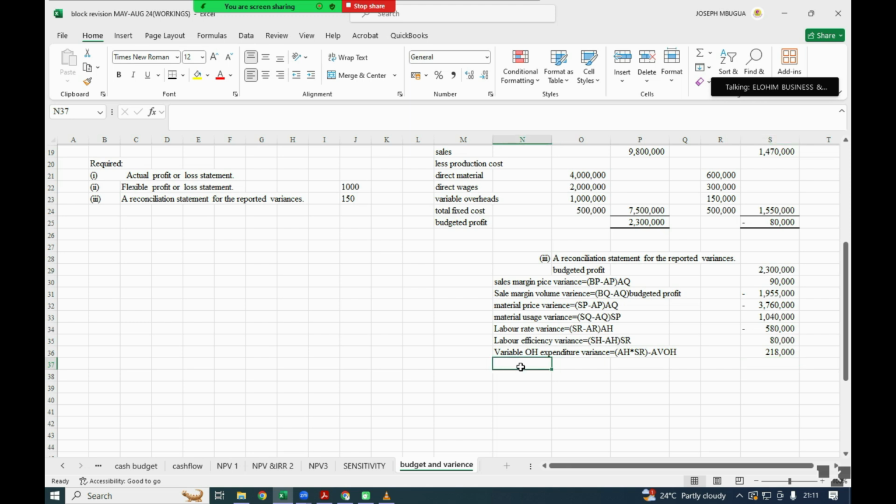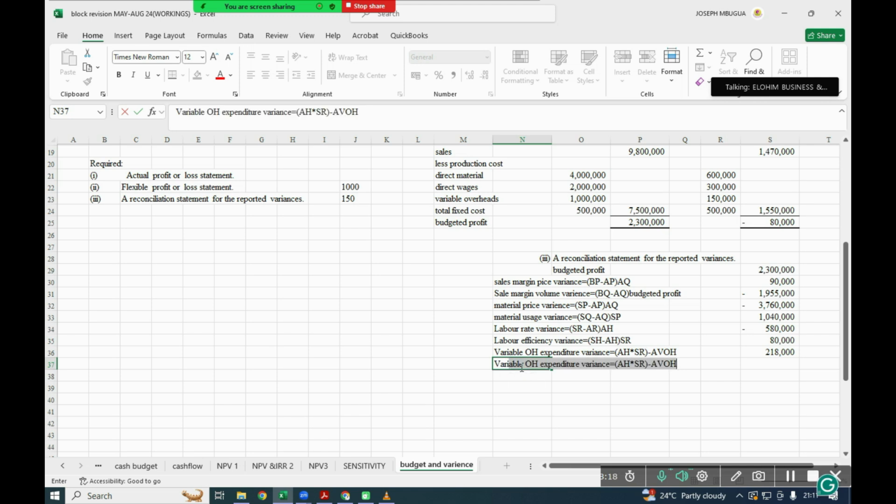Variable overhead, we say there are two: the expenditure and the efficiency. So variable overhead efficiency variance.